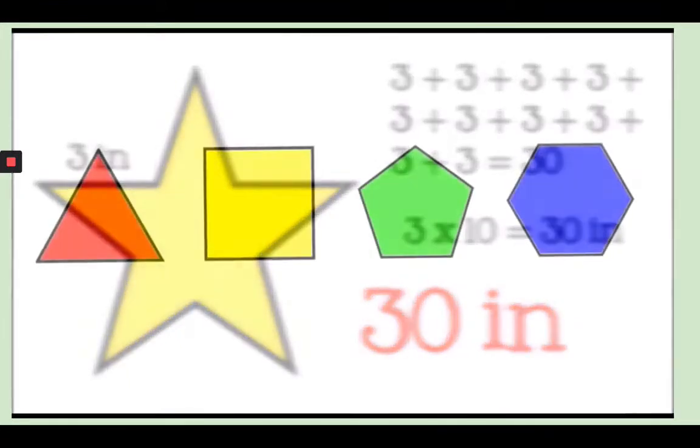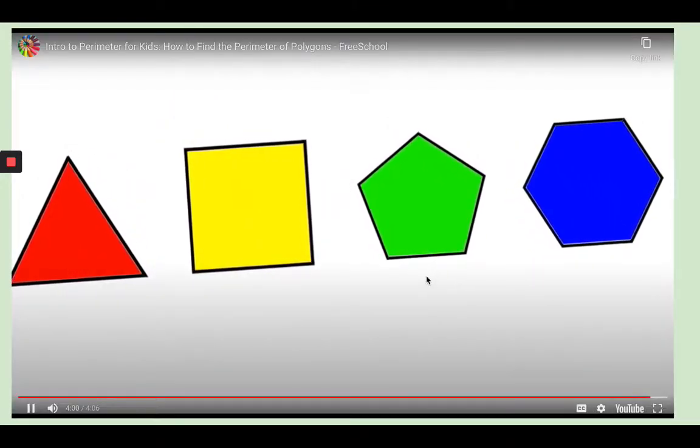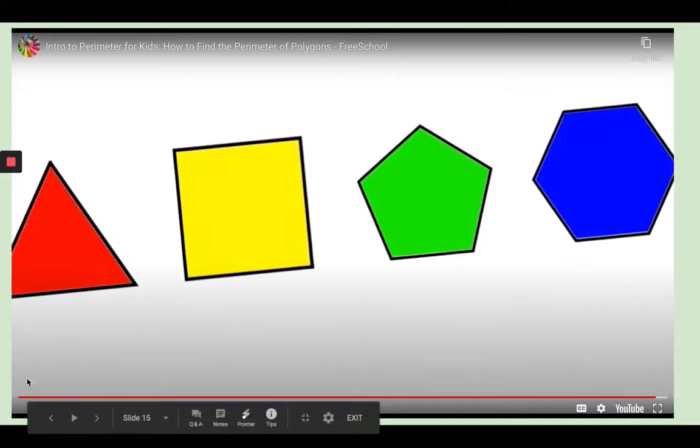Now that you know how to find the perimeter of an object, grab a ruler and practice measuring the perimeter of things around you.